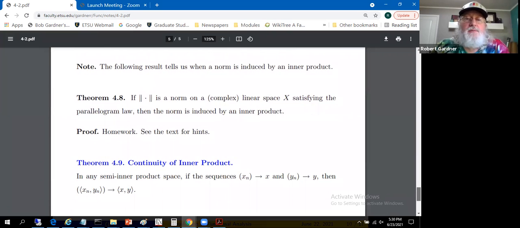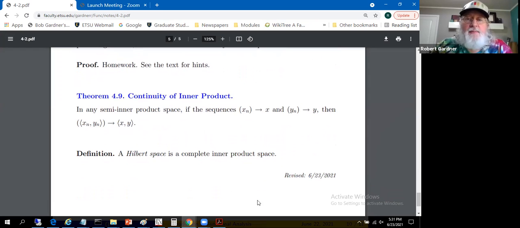Next result, which we've really already hinted at, says if we have a norm on a complex linear space satisfying the parallelogram law, then the norm is induced by an inner product. The contrapositive of that is what we mentioned above. If we have a normed linear space where the norm is not induced by an inner product, then that norm does not satisfy the parallelogram law. And that's what we'll use to show that the L^p spaces are not inner product spaces unless p equals 2.